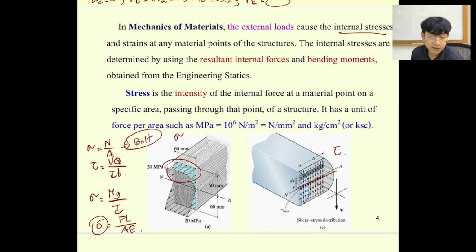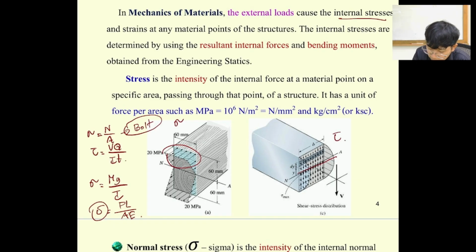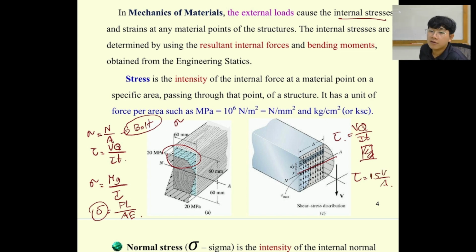Okay, so for mechanics of material, we're going to talk a lot about the deformation of the beam most of the time, and then its internal force. If you remember, this one is going to be VQ over IT, and also if the section is rectangular, you can easily determine the internal shear stress equal to 3 over 2, or 1.5 V over A. Okay, so just rewind back.